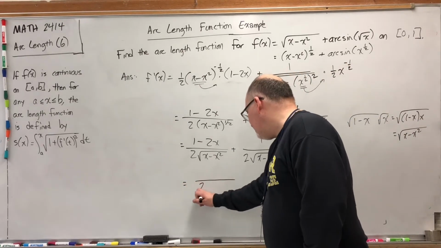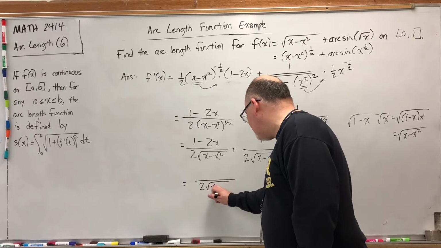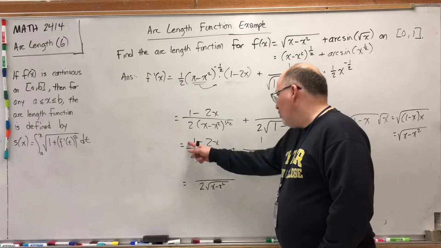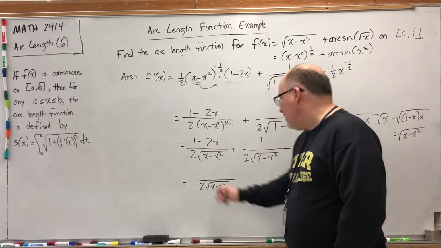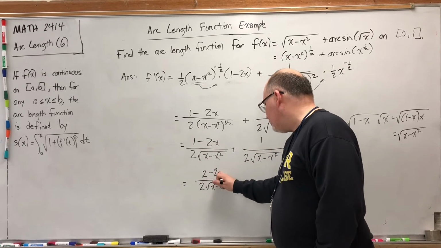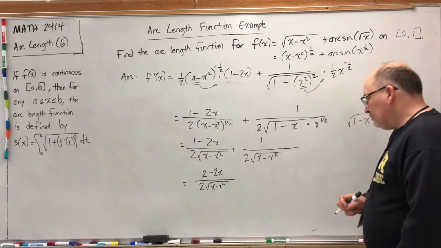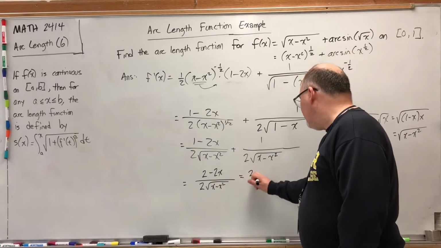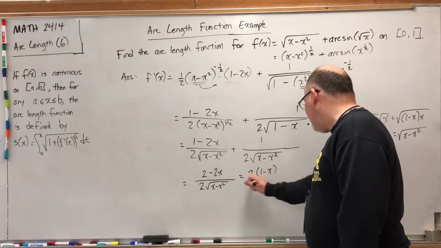Common denominator is 2 times the square root of x minus x squared. And the numerator is going to be 1 minus 2x plus 1. We can combine the 1's to get 2 minus 2x. Look at all them 2's on the top. If we factor out a 2 from the top, we get 2 times 1 minus x.